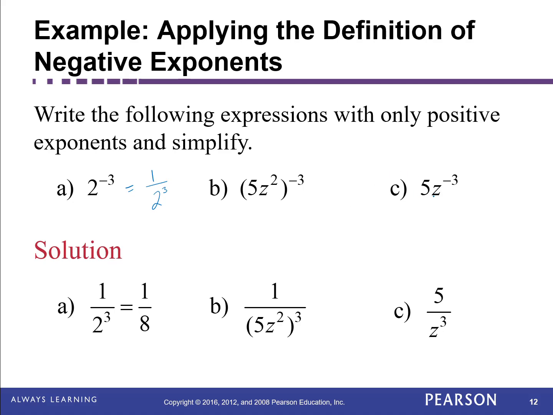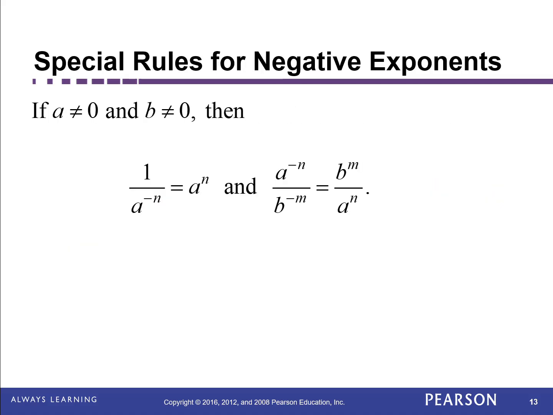Then here I have 5 times z raised to the negative third power. Notice the negative 3 here is not actually on the 5 because there's no parentheses here. In order for it to be included on the 5, like it is down here, that 5 would have to be included in the parentheses. Because it's not, technically the only thing that the negative 3 goes for here is the z. So in order to make that exponent positive, we're just going to bring the z down, just like you see below. So that's 5 over z to the third.